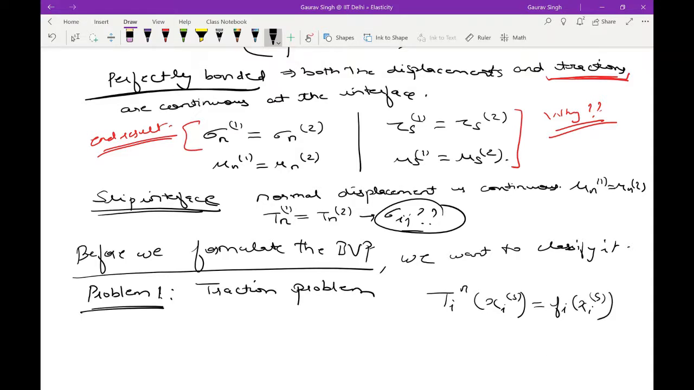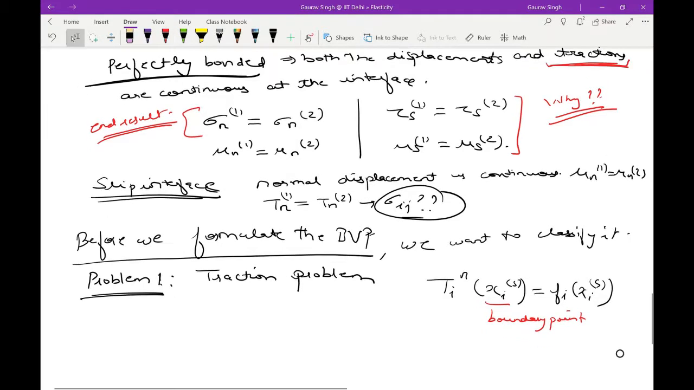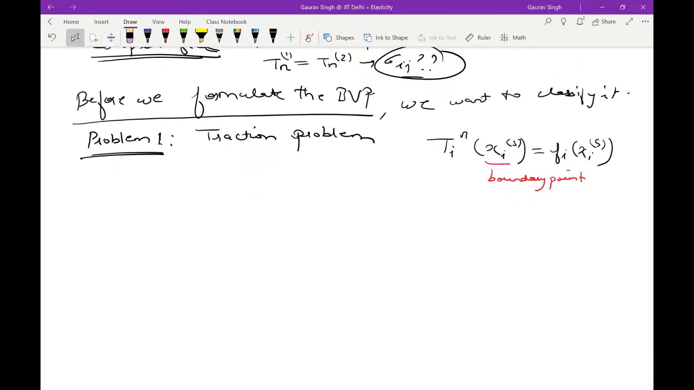So S is the surface and x_iS is the boundary point, and f_i is the function which is there. So f_i can as well be 0. That means that zero tractions are specified on the boundary. Okay, so this is problem 1. And the objective is always the same, to find the displacement, strains and stresses in the interior of a body which is in equilibrium, and the body forces are obviously given, the distribution of traction is specified over the boundary.